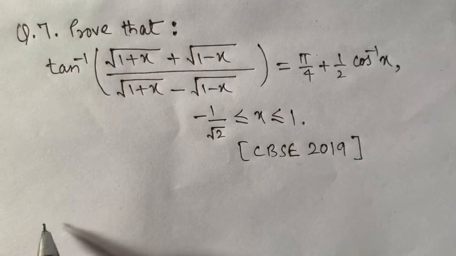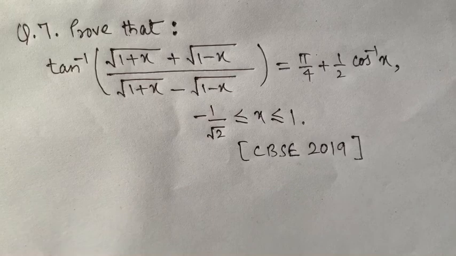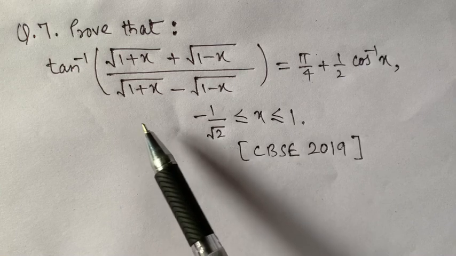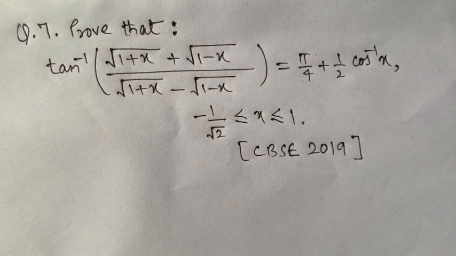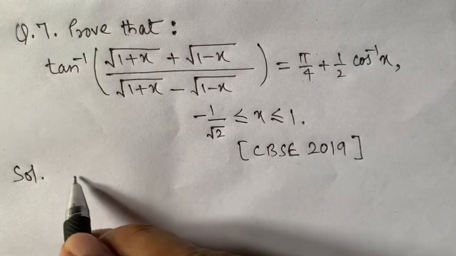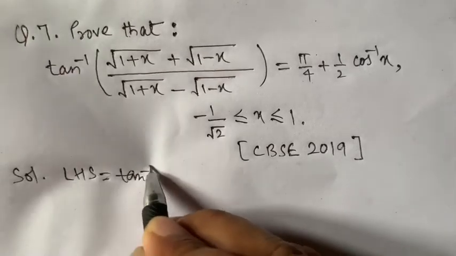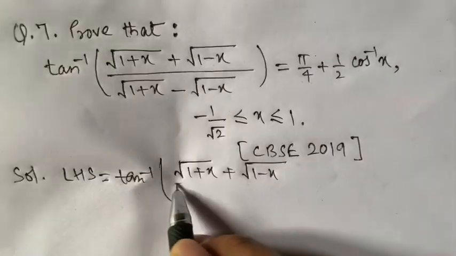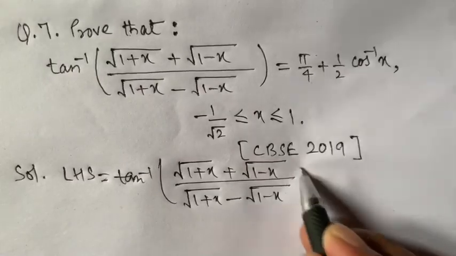Question number 7 for today's session is: prove that tan inverse of root under 1 plus x plus root under 1 minus x upon root under 1 plus x minus root under 1 minus x is equal to pi by 4 plus half cos inverse of x. Now how can we prove it? We will take the left hand side: tan inverse of root under 1 plus x plus root under 1 minus x upon root under 1 plus x minus root under 1 minus x.